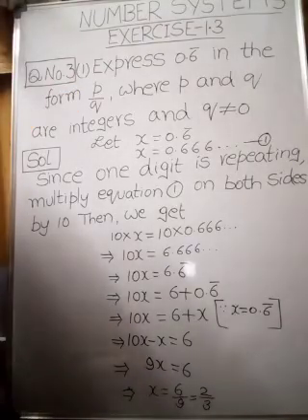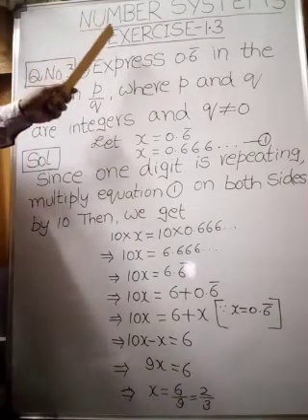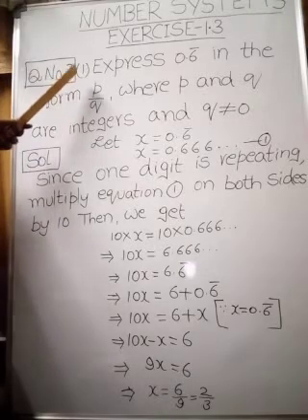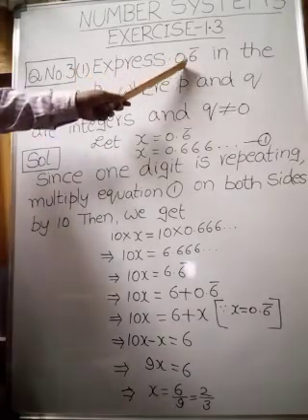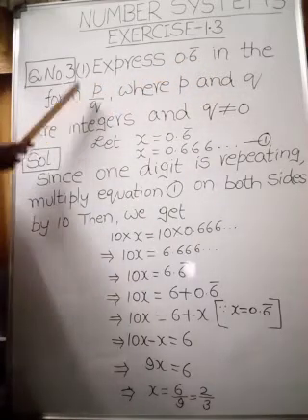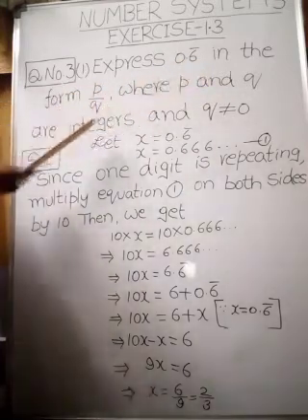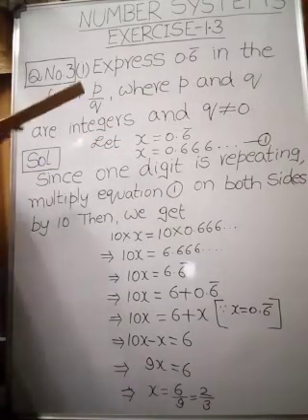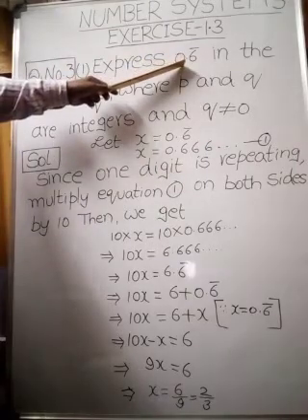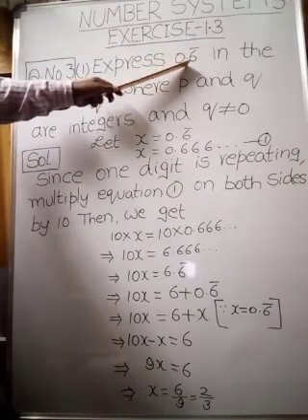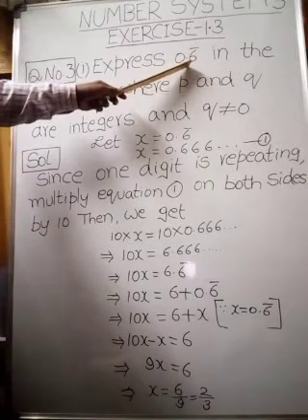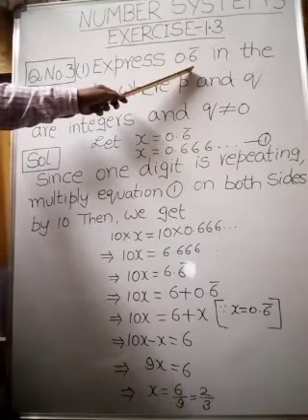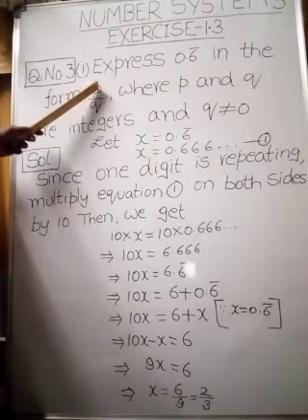Hello, my dear children. Now come to exercise 1.3, question number 3. Here, express 0.6 bar in the form p by q, where p and q are integers and q is not equal to 0. A non-terminating repeating decimal number is given. We have to convert this non-terminating repeating decimal number in the form of p by q.